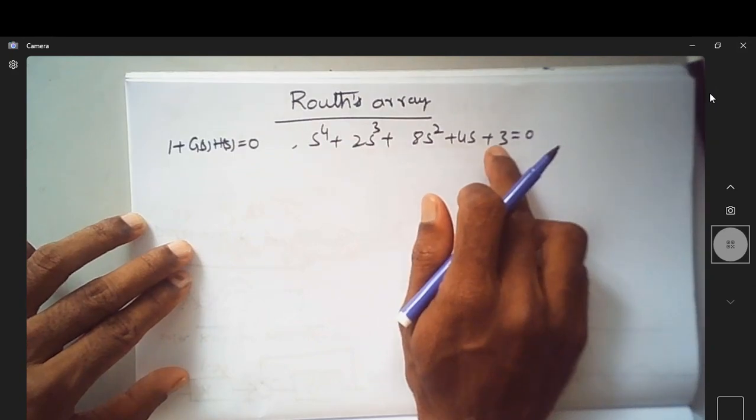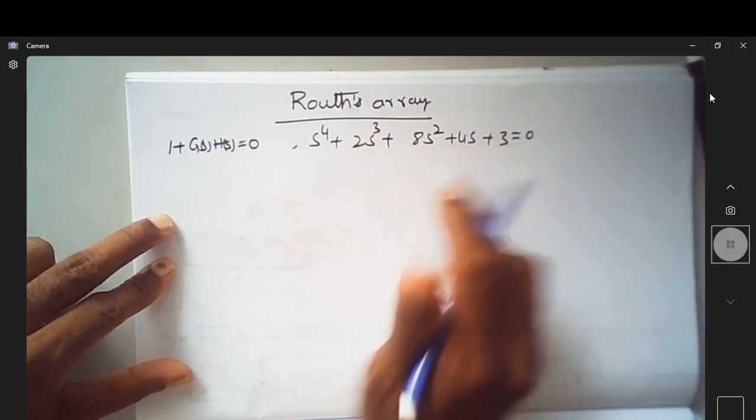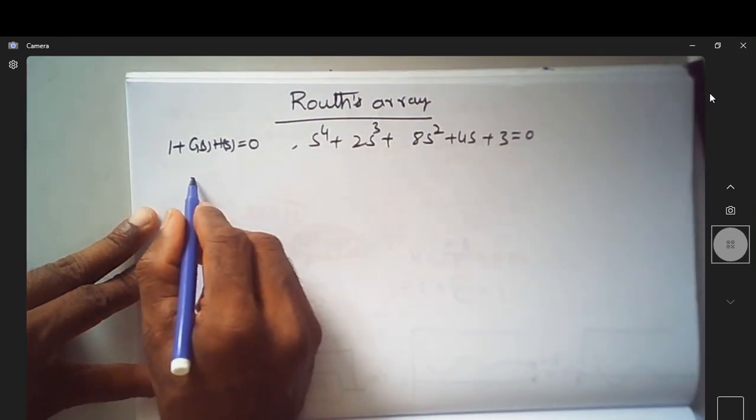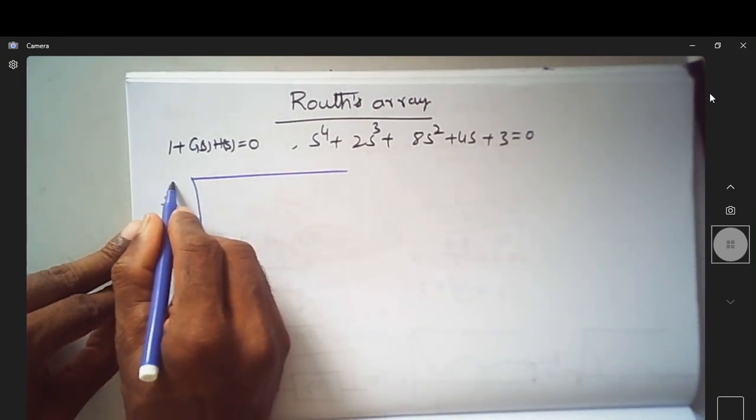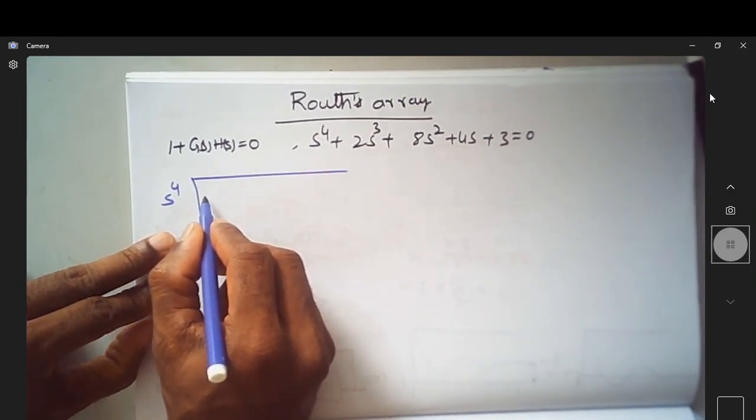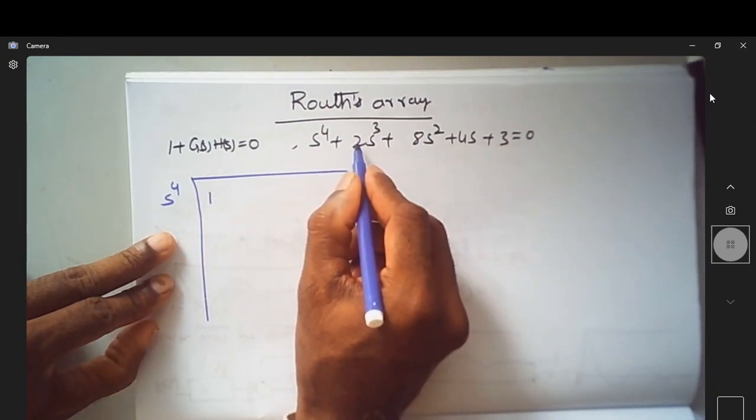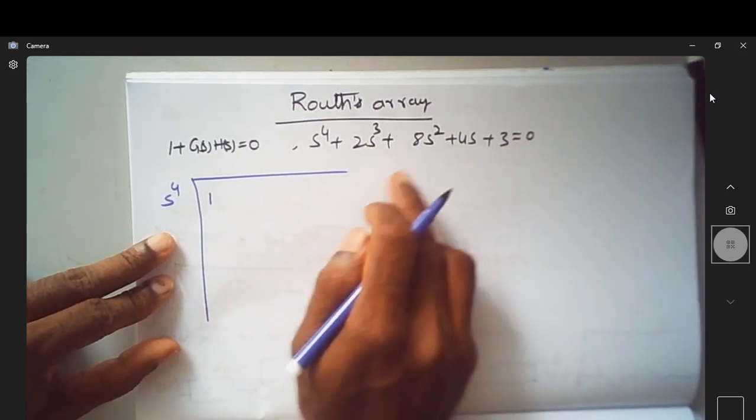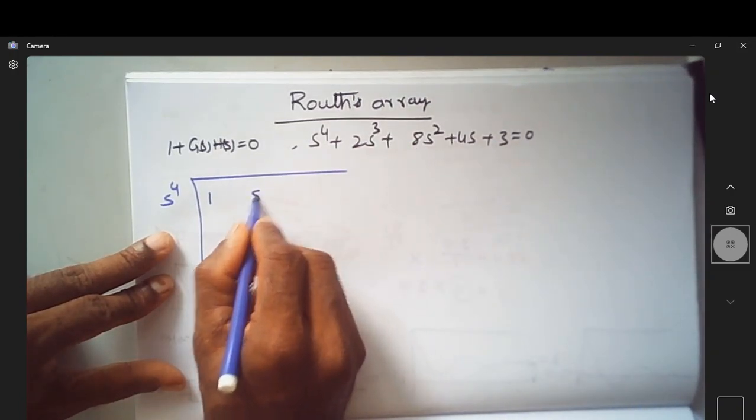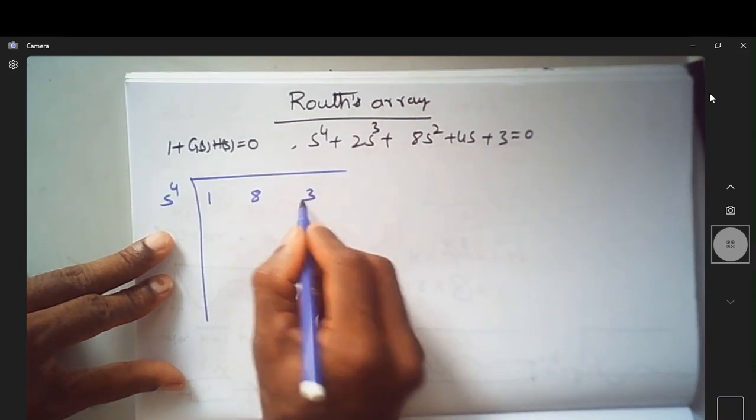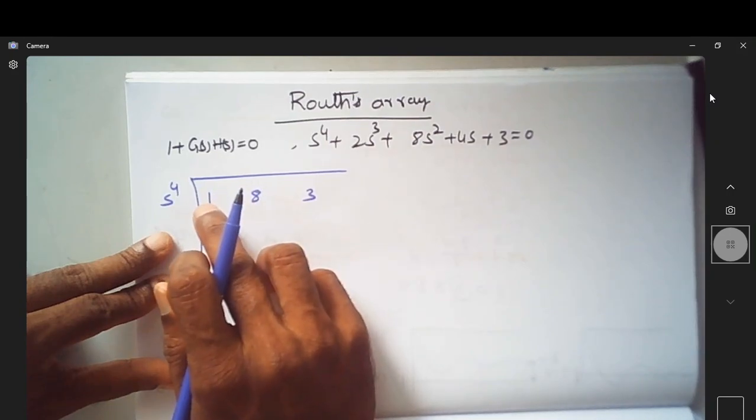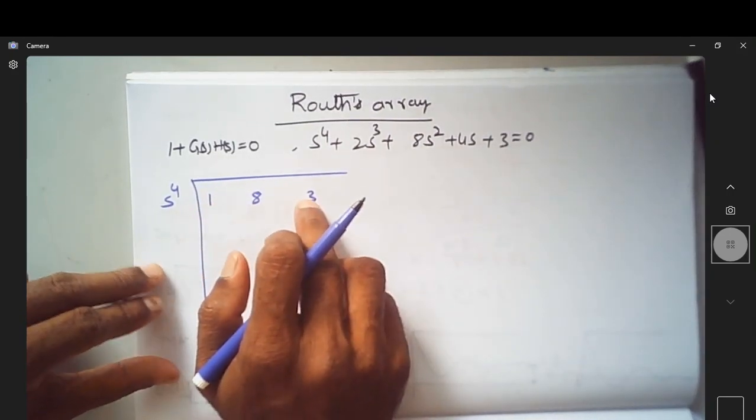So now, this is the characteristic equation of a certain system. We are supposed to write the Routh array for this. For writing the Routh array, you start with the highest order of S, which is S power 4. You write the coefficient of S power 4, which is 1 here, and the next element of this row is the alternate coefficient, which is of S square, which is 8 here, and then 3. So it is 1, 8, 3. This is for S power 4, S power 2, S power 0 coefficients.